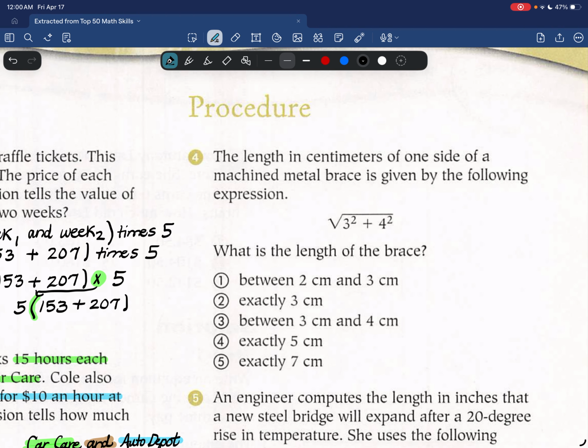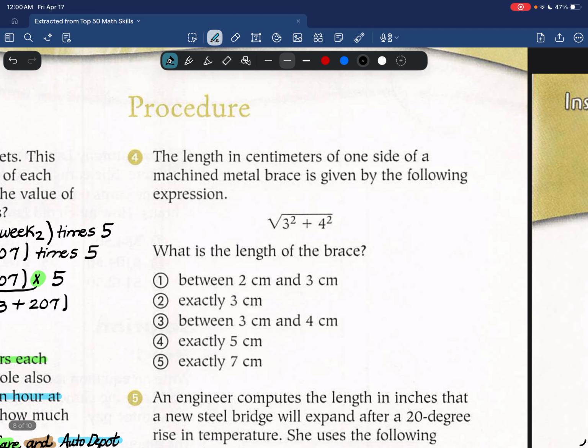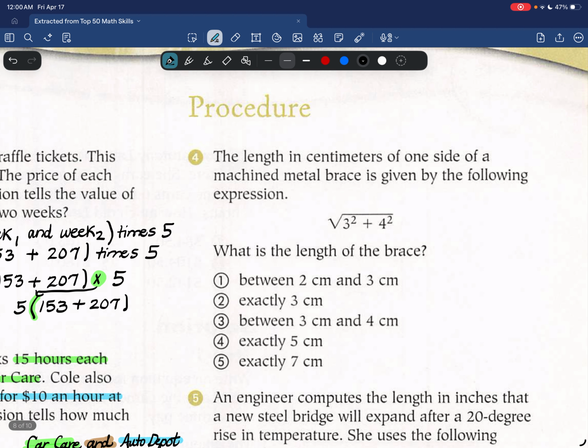Number 4, don't panic here. I know this looks a little bit funky, but we'll get it. The length in centimeters of one side of a machined metal brace is given by the following expression. What is the length of the brace? So if you come over here, I'm just rewriting the problem so I can work with it.